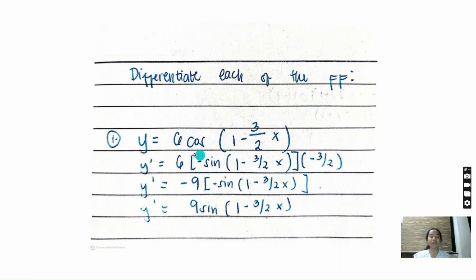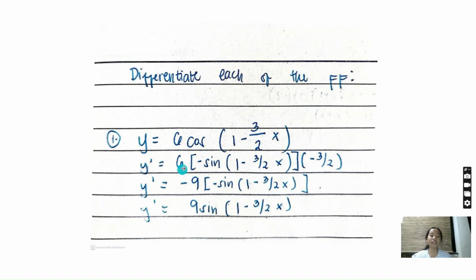So, of course, we put there 6 and then separate it with a bracket times negative sine, which is the derivative of cos times the quantity of 1 minus 3 halves x, which is our g of x, and then times negative 3 halves, and negative 3 halves is the derivative of our g of x, which is 1 minus 3 halves x. And then there, we are going to multiply the quantities that can be multiplied.